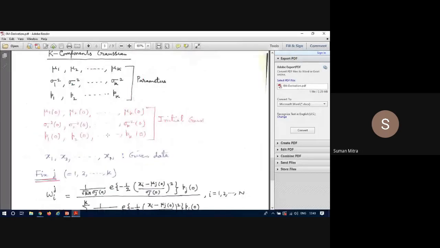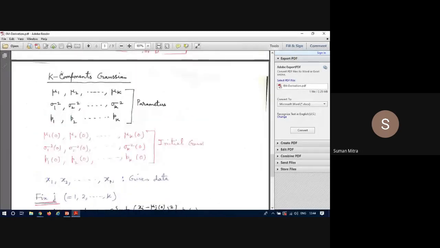Now, if it is a multivariate Gaussian, then mu1, mu2, mu k will be replaced by mu1 vector, mu2 vector, mu k vector. Sigma 1 square, sigma 2 square, sigma k square will be replaced by sigma 1 matrix, sigma 2 matrix, sigma k matrix. And this P1, P2, Pk remains the same, no problem. Right? And how many components will mu1 vector, mu2 vector, mu k vector have?